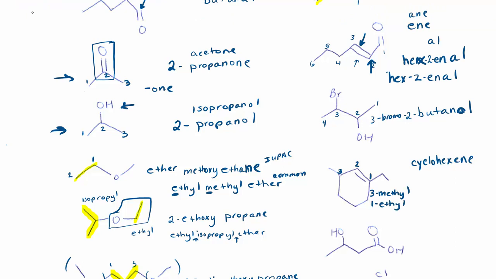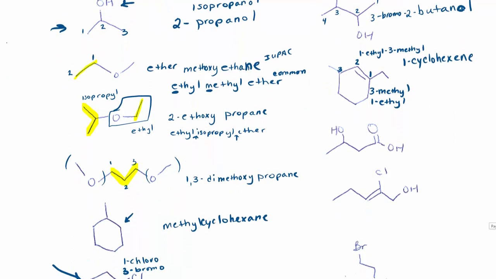Alphabetical order, the ethyl comes first, so this would be 1-ethyl, 3-methyl cyclohexene. Again, because that double bond is defined as being between carbons 1 and 2, you shouldn't need a number there. If you would like to be thorough, you may put a number there. I'm not going to count you wrong for that.